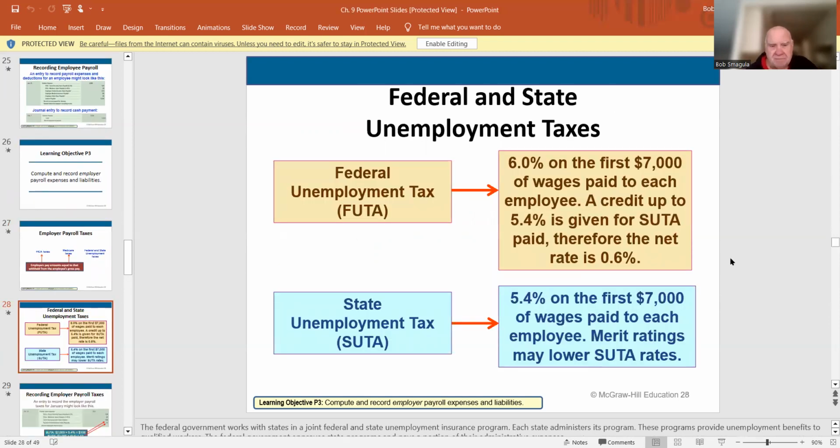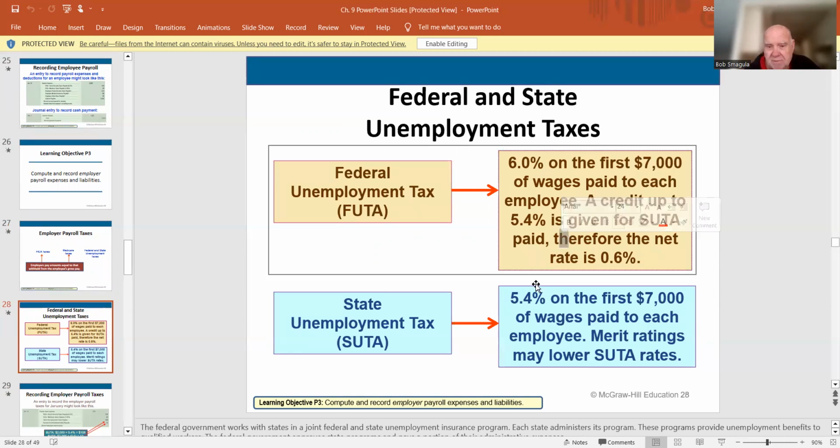And they're just showing you that federal unemployment taxes are 6% on the first 7,000, and a credit is given of up to 5.4%. So therefore, the FUTA paid here is 0.6%, 5.4% for state up to 7,000, 6% up to 7,000 for FUTA.